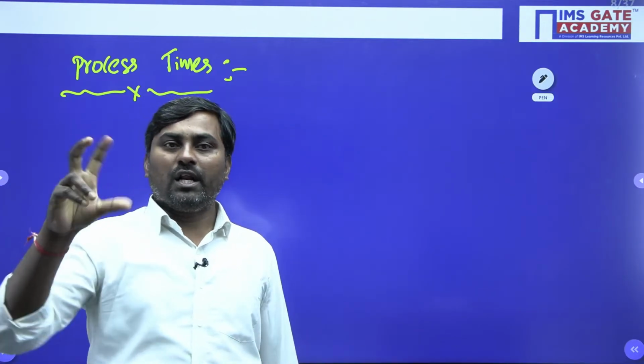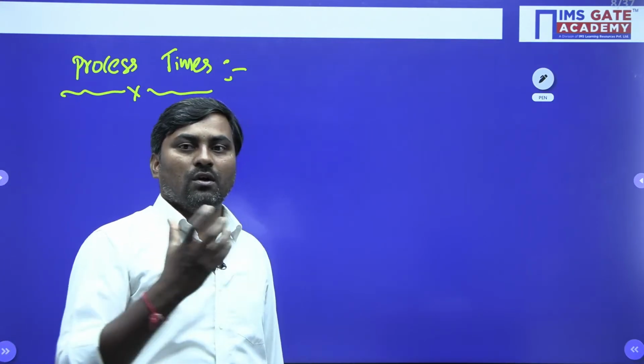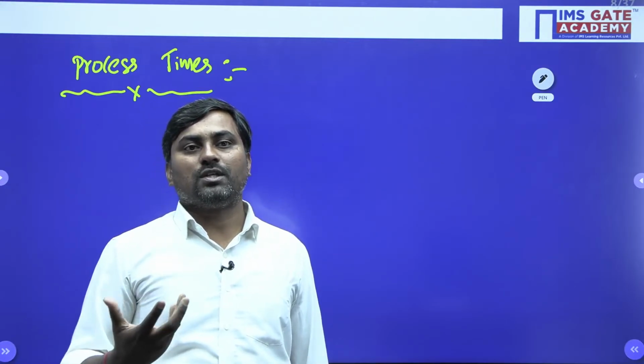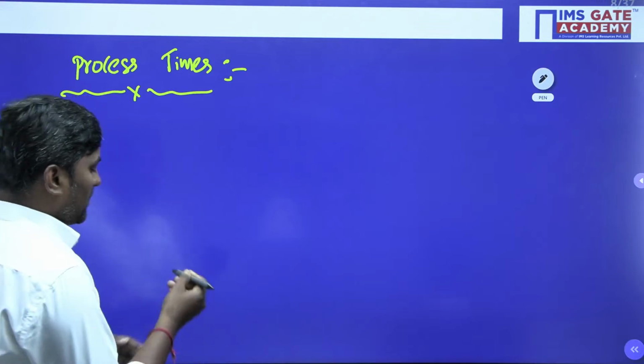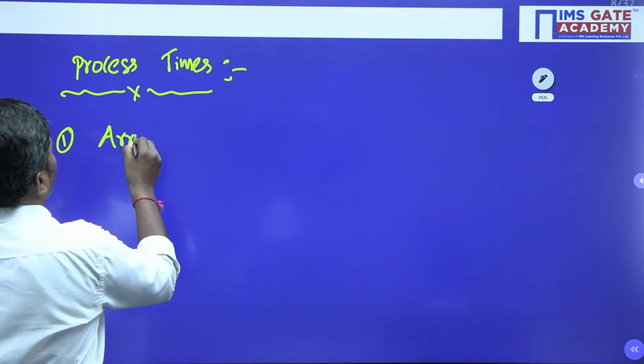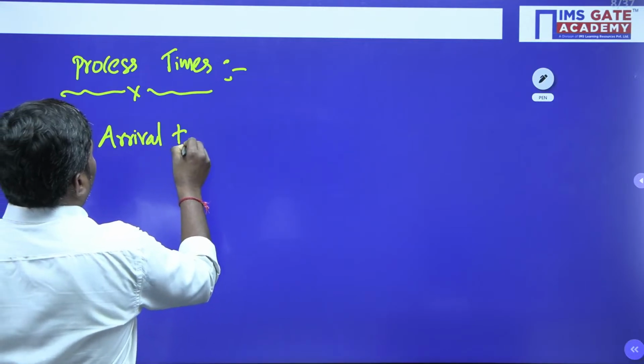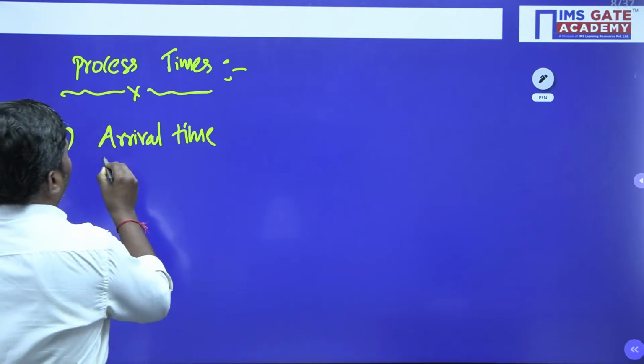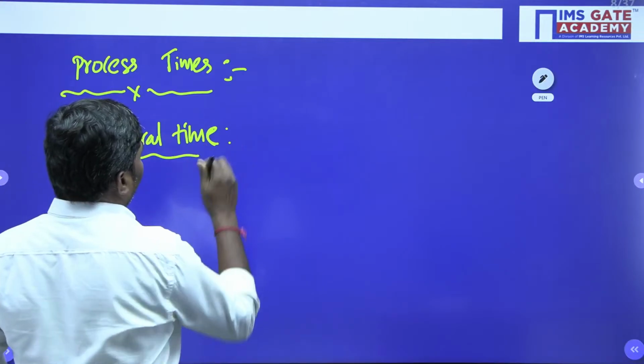As a prerequisite for understanding those algorithms or policies, now let's understand some basics. What types of process times do we use? All of you understand clearly. The first one is the arrival time of a process. Observe, all of you, arrival time.